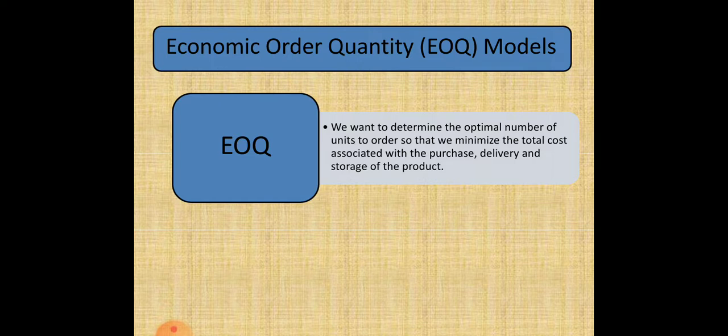So here we will study economic order quantity. We want to determine the optimum number of units to order so we minimize the total cost associated with the purchase, delivery and storage of products. So basically you have to qualify the two conditions while we are talking about economic order quantity. Condition number one is when the ordering cost is equal to carrying cost, and number two is total cost is minimum.